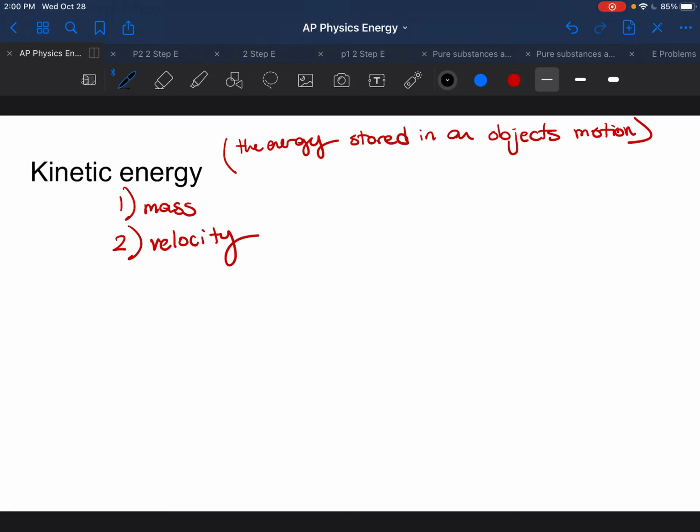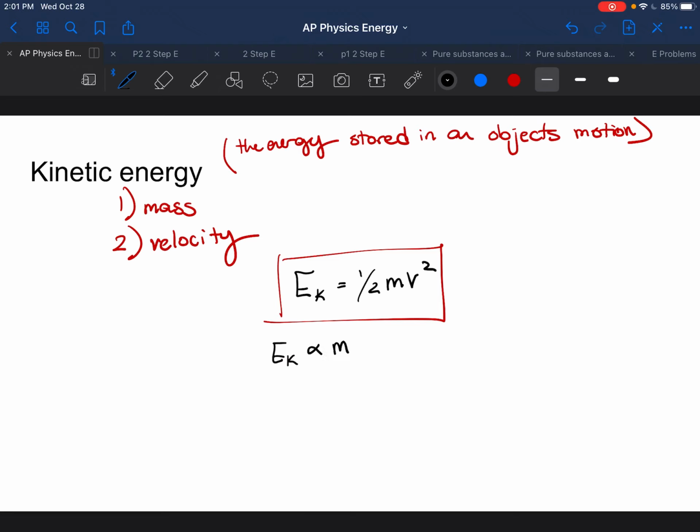Our equation for kinetic energy is 1/2 mv squared, very similar to our equation for spring potential energy. Now, here, kinetic energy is proportional to mass. So if I double the mass of an object, its kinetic energy doubles. However, the kinetic energy is proportional to the square of velocity, not just velocity. So here, if I double an object's velocity, its kinetic energy quadruples.